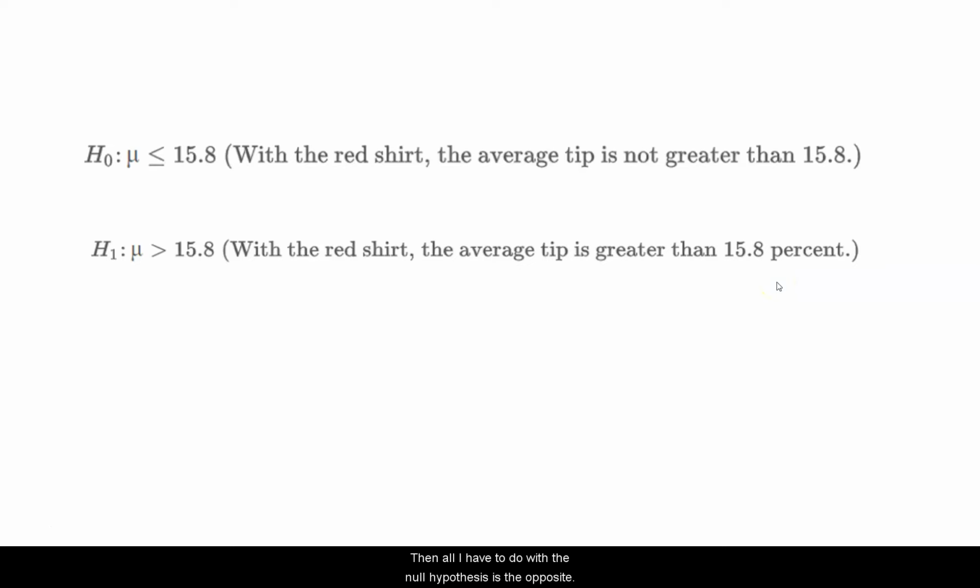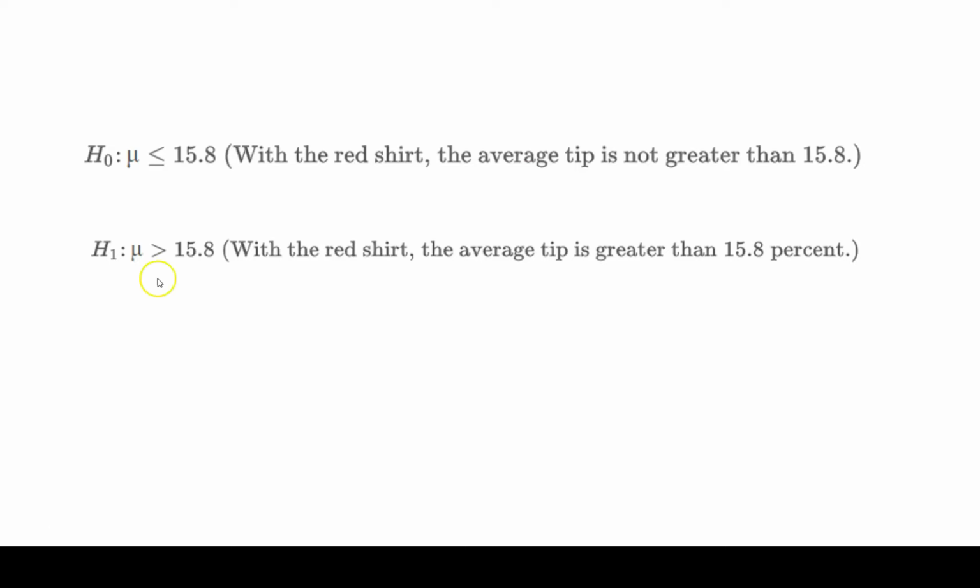I just have to read the crux of the problem and start off with this. Then all I have to do with the null hypothesis is the opposite. What's the opposite of greater than? Well, we're going to express it as less than or equal to. To be complete, we include the less than or equal to. In this case, with the red shirt, the average tip is not greater than 15.8, allowing us to include the hypothetical exact value of 15.8.